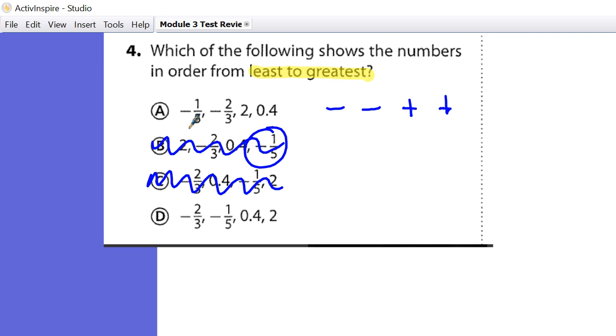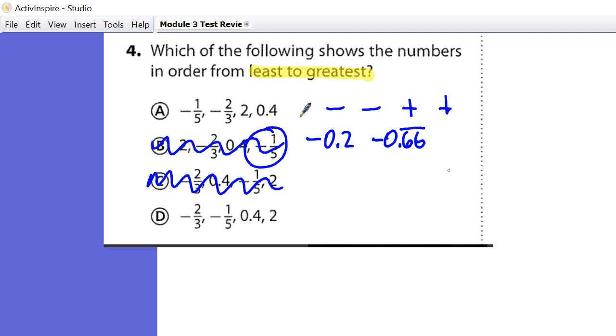1/5, I've got 1/5 memorized. 1/5 is 0.2. So I'm just going to rewrite this as negative 0.2. And then the next one's negative 2/3. That one's on the whiteboard. So that's the same as negative 0.66, and those 6's would repeat. And I'm going to think about that.